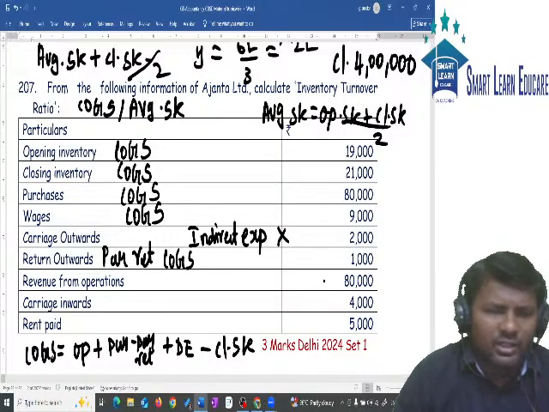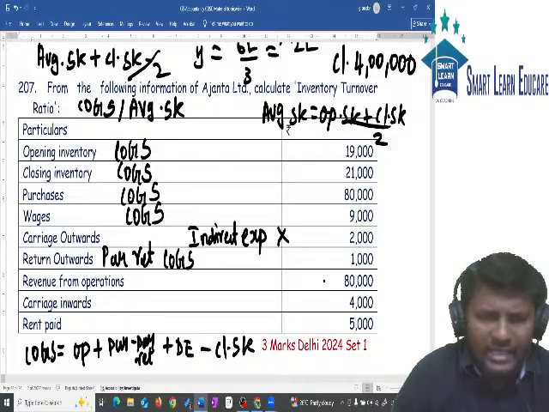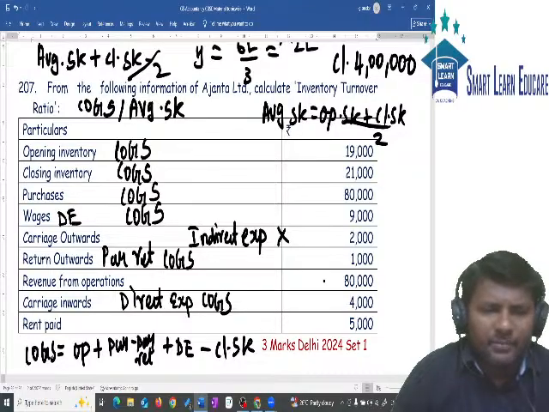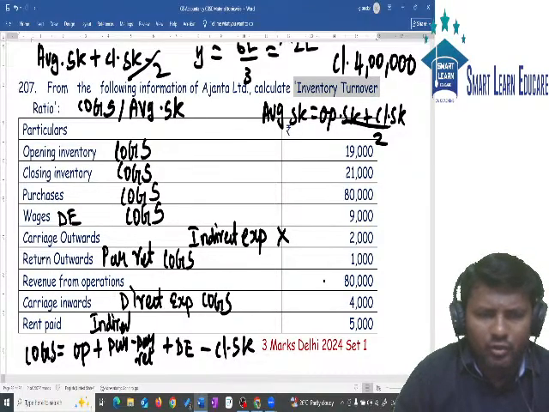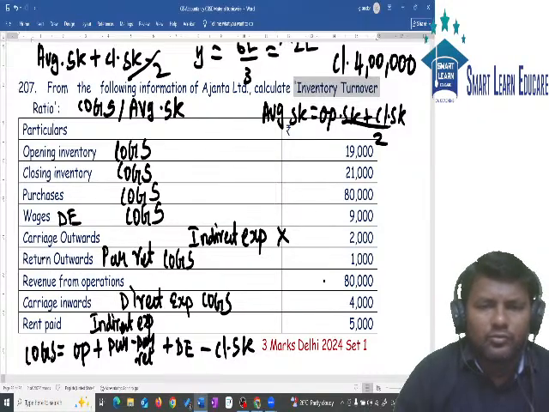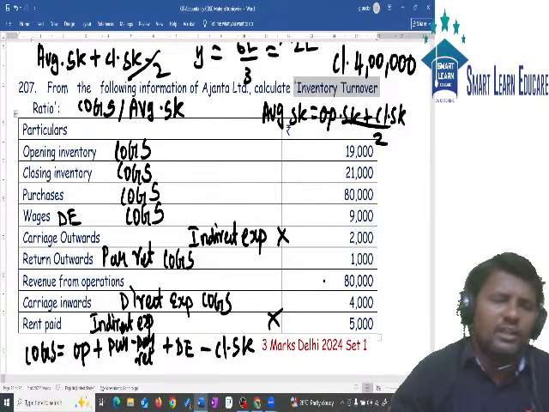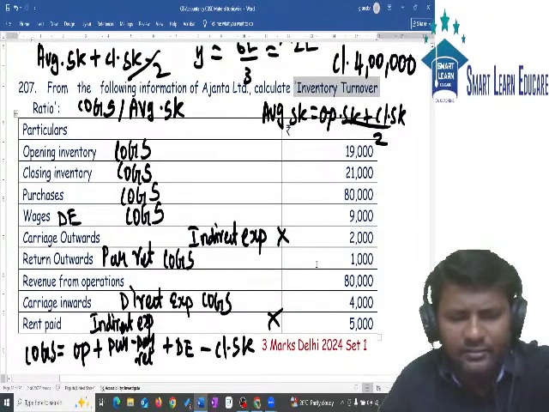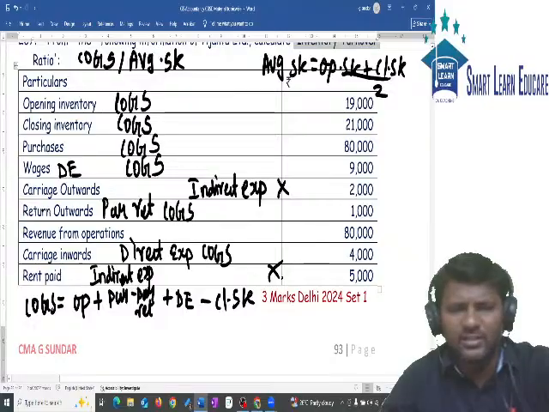Revenue from operations is not considered for cost of goods sold. Carriage inward is a direct expense. Wages are a direct expense, so it is considered for cost of goods sold. Rent paid is an indirect expense, not considered. So substitute the numbers quickly and you will get the answer. 3 marks, very easy question.